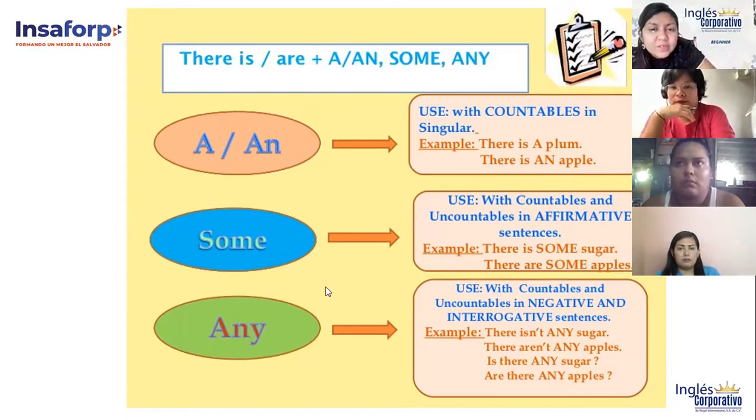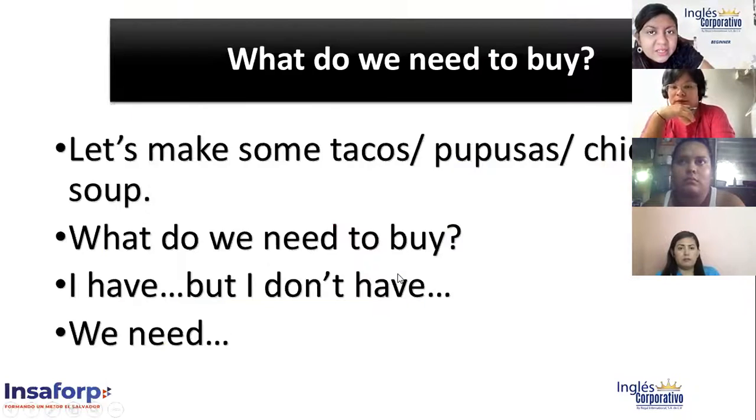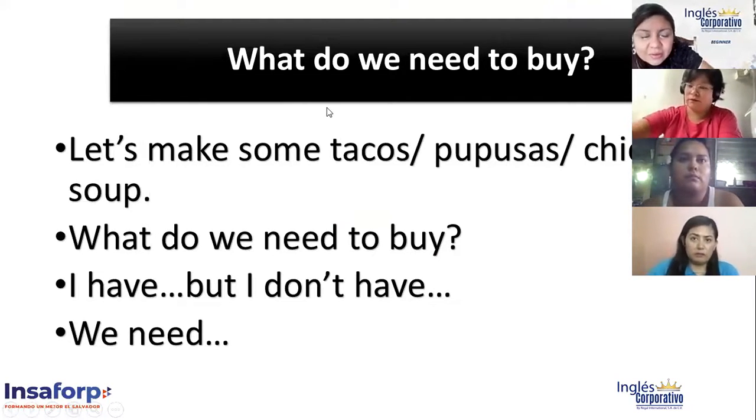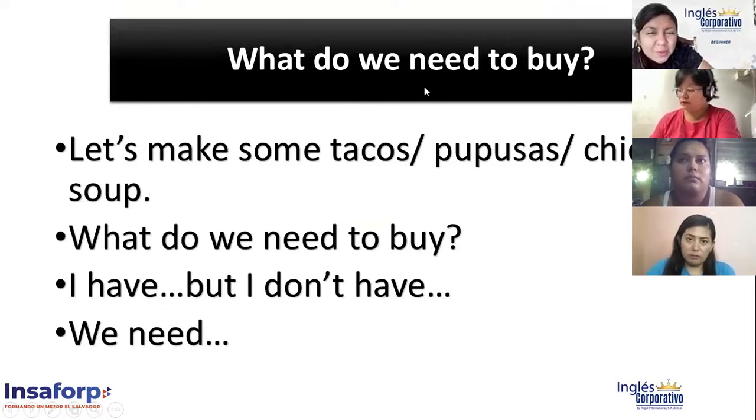Good. So now you're going to work in groups or in pairs. Imagine that you are going to make some tacos or pupusas or chicken soup, but you need some ingredients. So you have to think about what you have in your refrigerator and select the things that you have to buy. So you are going to create a conversation with your partner. What do we need to buy?